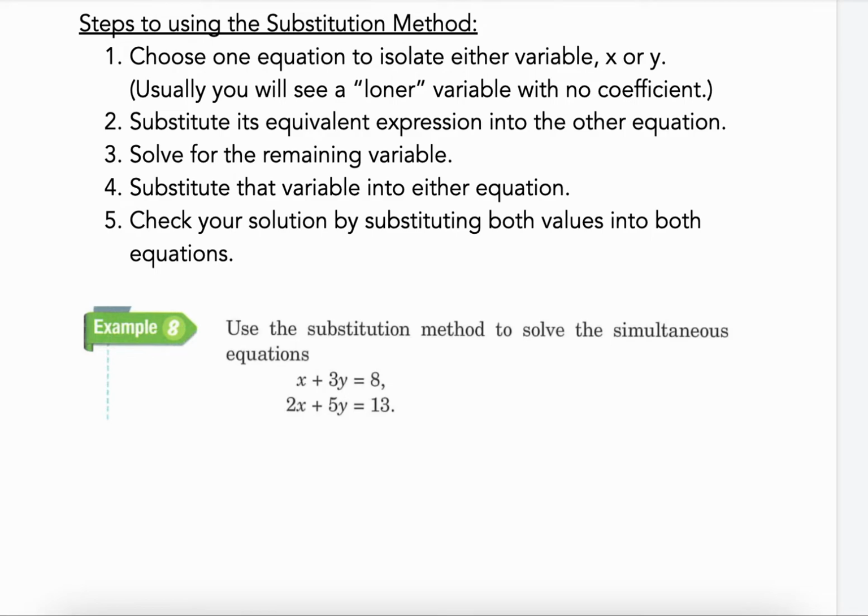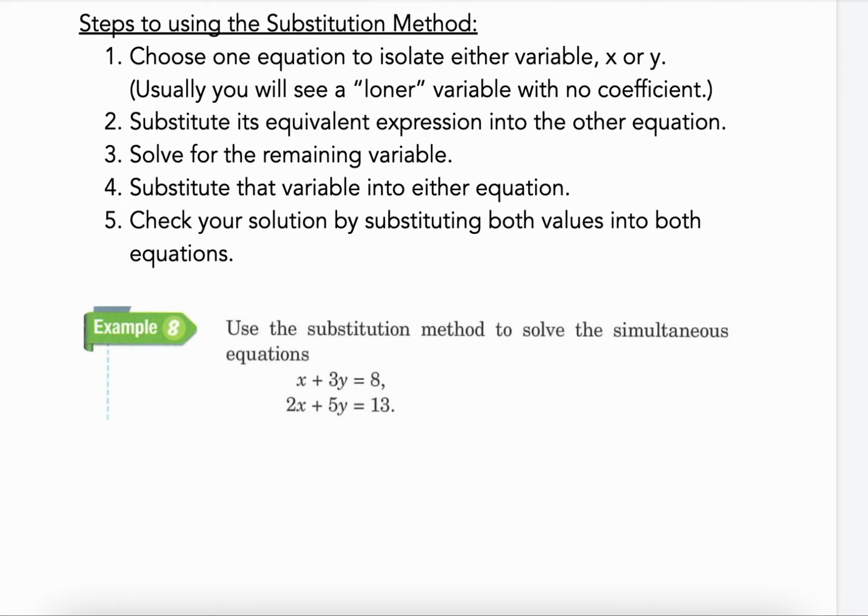But before we get started, I did want to talk about the steps to using the substitution method. There are 5 main steps. First, you have to choose one equation out of the 2 or 3, whatever, to isolate either variable x or y. And usually you'll see a loner variable that's all alone and doesn't have a coefficient attached to it, and doesn't have a number multiplied to it. Secondly, after you've done that, you're going to isolate it, and then you're going to substitute its equivalent expression into the other equation.